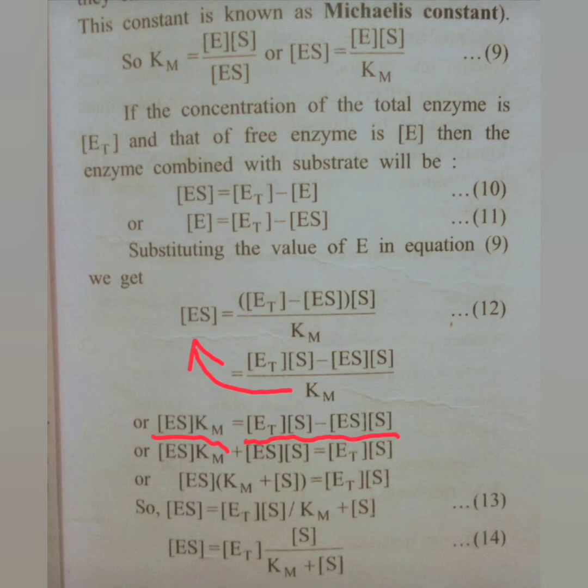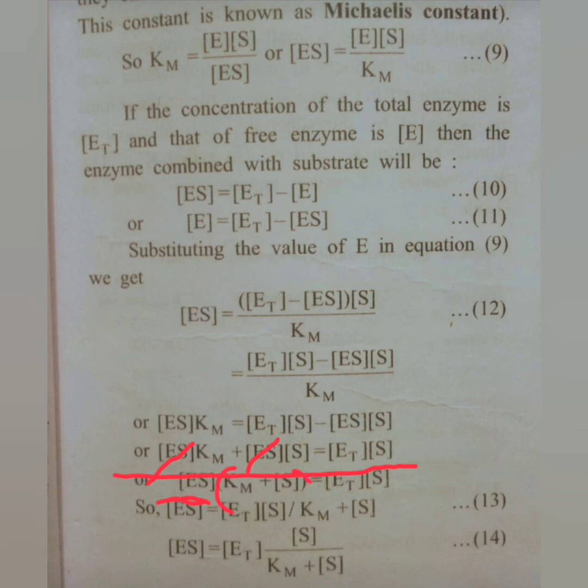Next line, what you can do, you carry this ES this side. Since it is minus, if it crosses this side it will become plus. That is the rule of mathematics if some of you didn't know that. I'm just doing mathematical calculation, so you finally get this equation. Now next, what do you see here, that the ES is common here and here, so you are taking ES common outside.